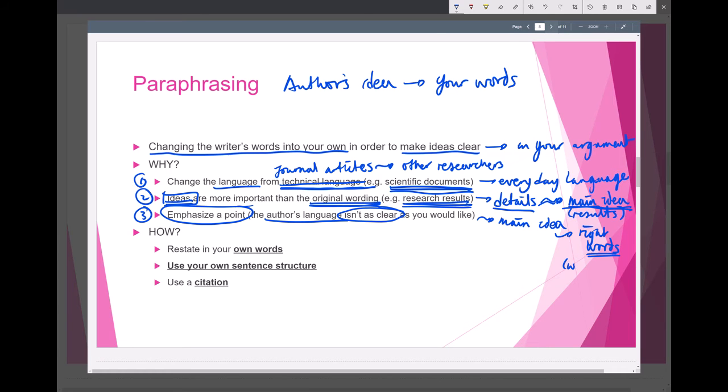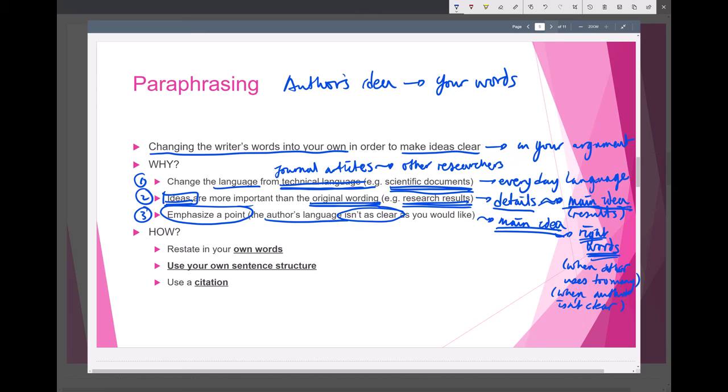In this case, let's say when there are too many, or I should say, when the author sometimes uses too many, for example, or when the author isn't clear. So you would paraphrase to capture the main idea and get the right words.